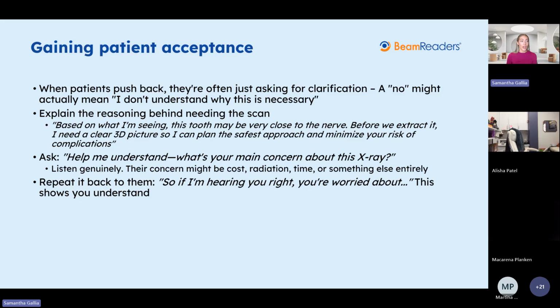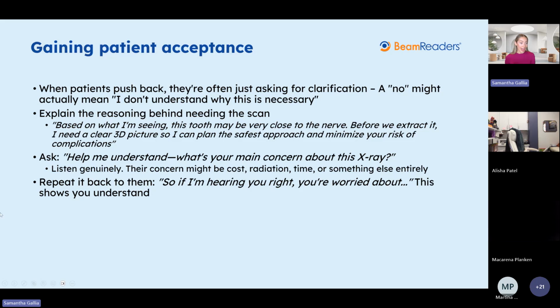So I think it's really important to understand the reasoning behind needing the scan. For example, if you're looking at a third molar: "Based on what I'm seeing, this tooth might be very close to the nerve. Before we extract it, I need a clear 3D picture so I can plan the safest approach and minimize your risk of complications." Patients want to minimize their risk of complications. And oftentimes, if it's within their capabilities, they're going to want to do those things when you're being honest with them and explaining why this is necessary.